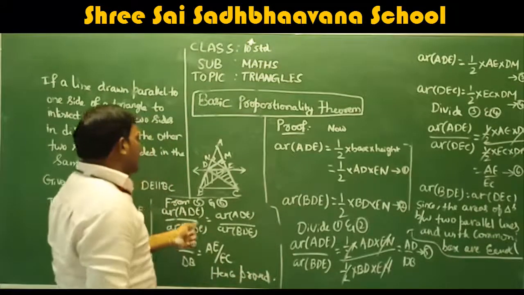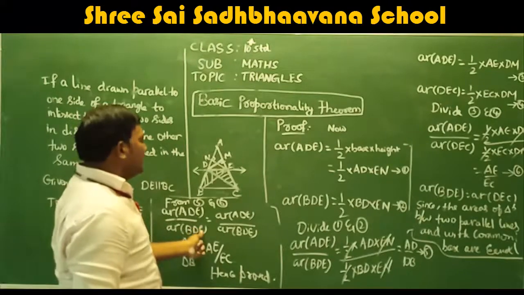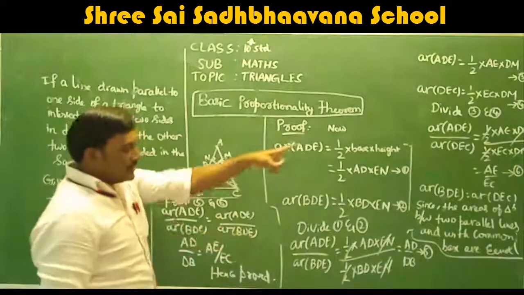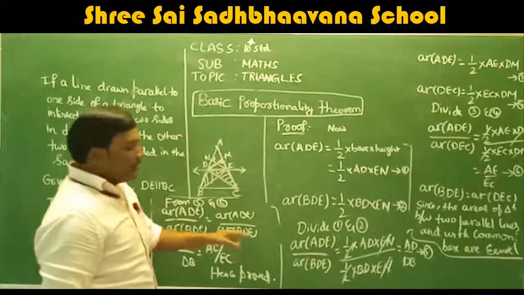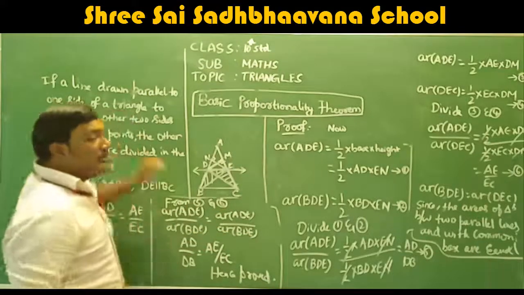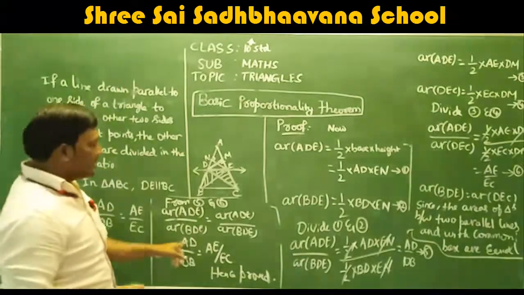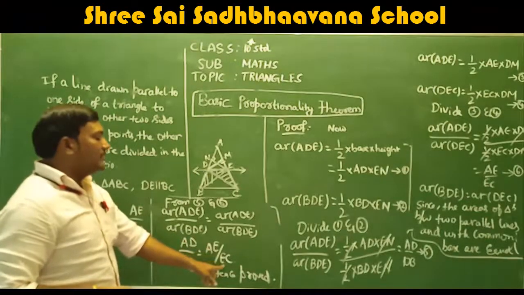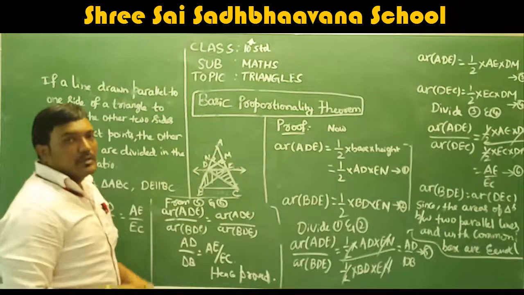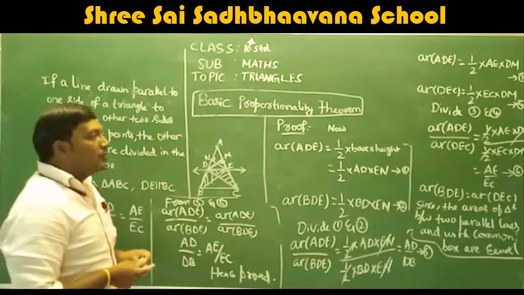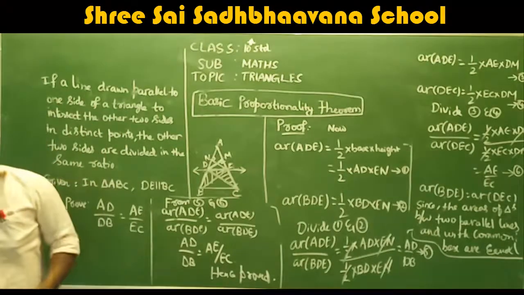It becomes like this. Area of triangle ADE divided by area of triangle BDE is equal to area of triangle ADE divided by area of triangle BDE, because DEC can be written as BDE. So the LHS is the same. Whenever two equations have the same LHS, then we can equate the RHS. So equate the RHS. AD by DB is equal to AE by EC. That is what we have to prove. Hence proved. I hope you understood this and keep this in mind.